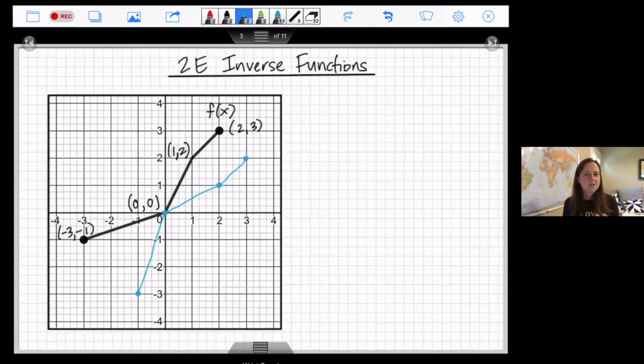They're not the reflections that we did in transformations. It's not a vertical reflection or horizontal reflection. It's actually a reflection over the line y equals x. And I'm going to draw that as a dotted line here. y equals x is that angle, that 45-degree angle line.